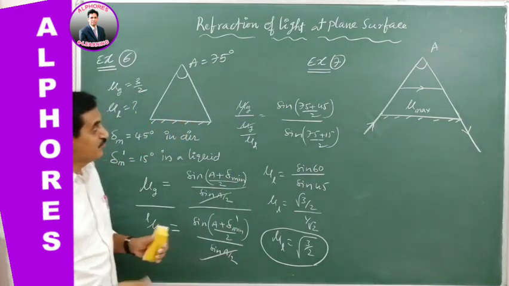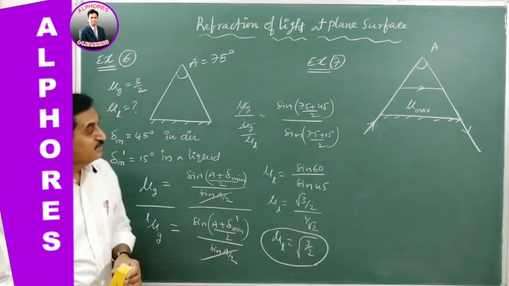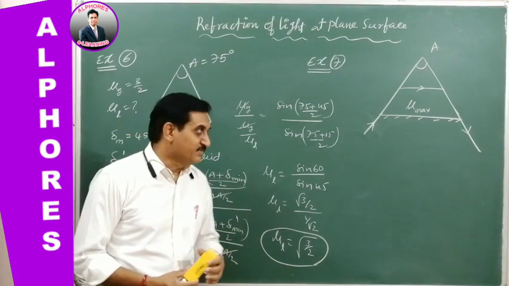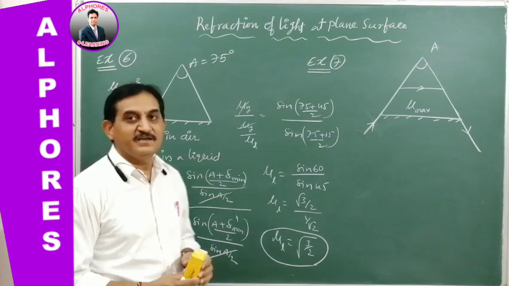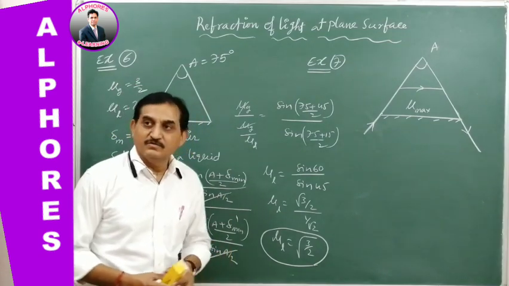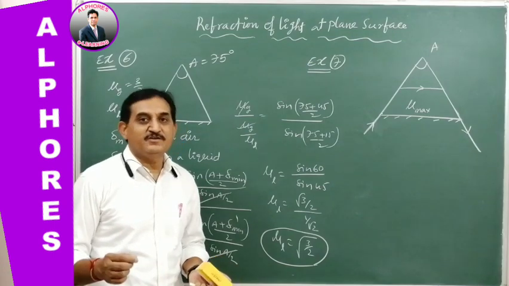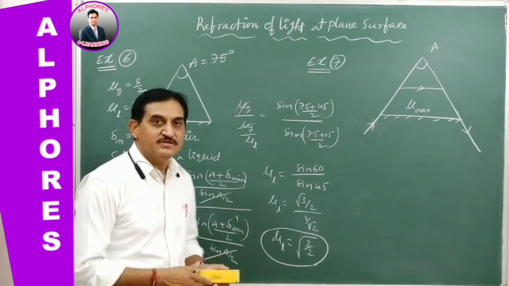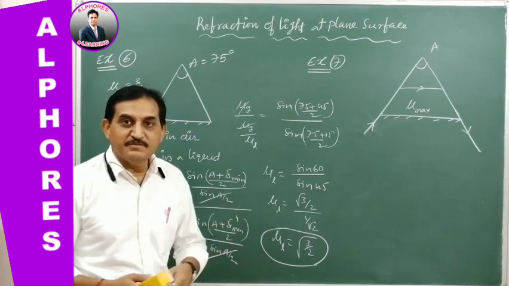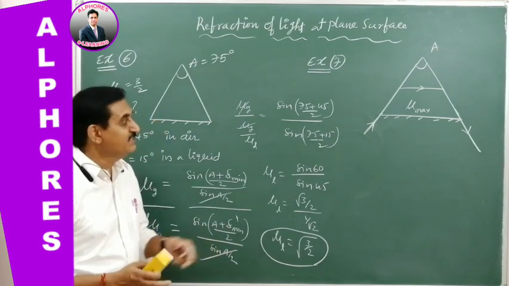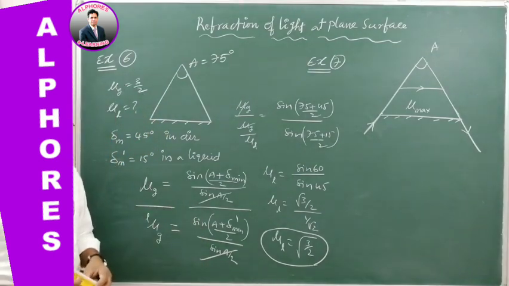Next, let us go for another problem, the 7th one. Here there is a prism of prism angle A given. Now the question is, what will be the maximum value of refractive index for which the light is given passage? It is allowing the passage of light through this prism.